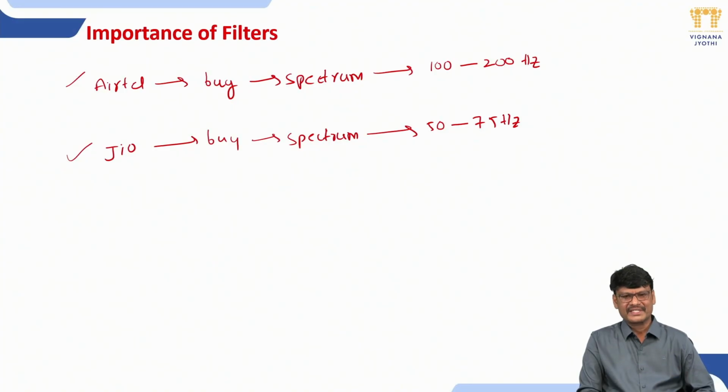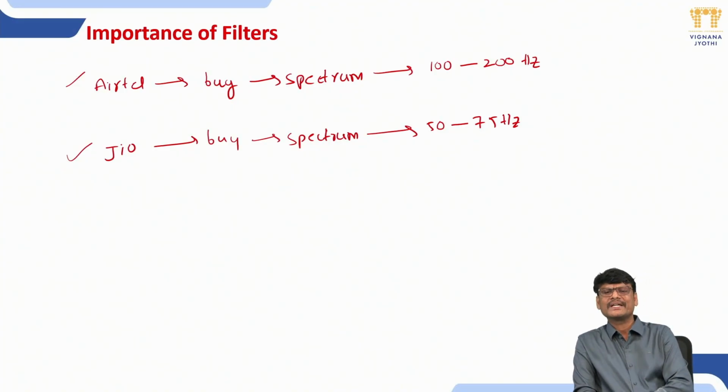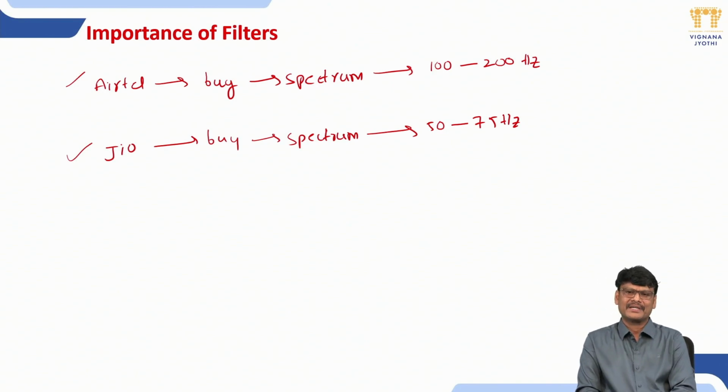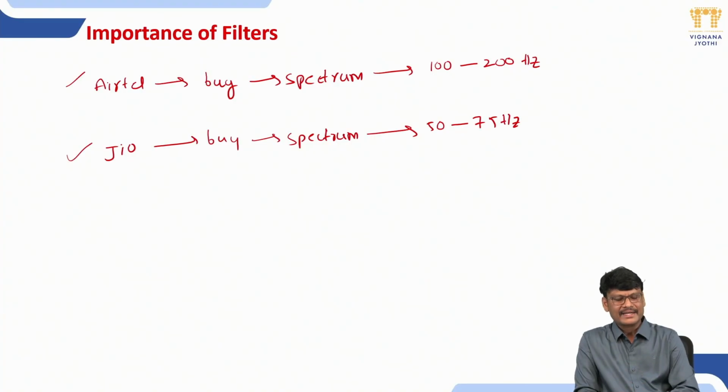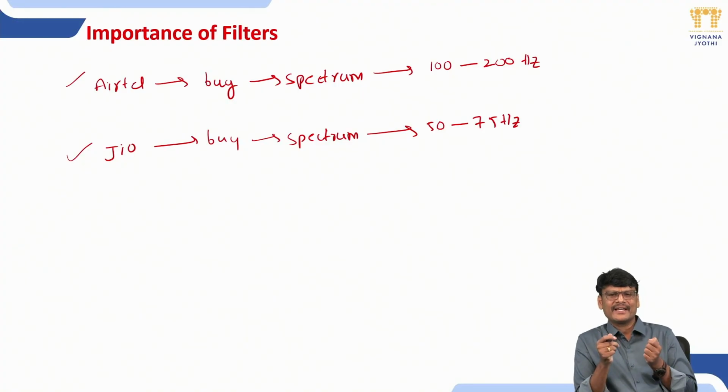Spectrum is nothing but a frequency range. I have considered the spectrum range for Airtel as 100 to 200. For Jio, the spectrum range is 50 to 75. Now, Airtel and Jio will send their signals through air. They are utilizing the air to send the signal. Just like that, we can use the air to send the signal.